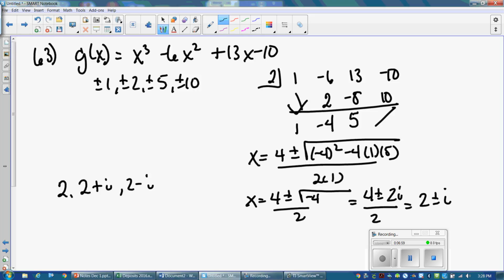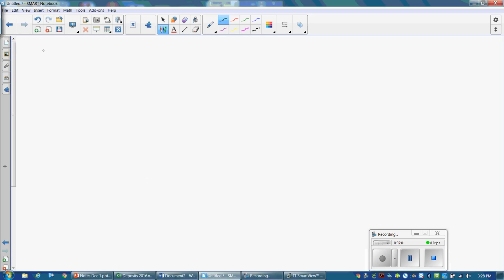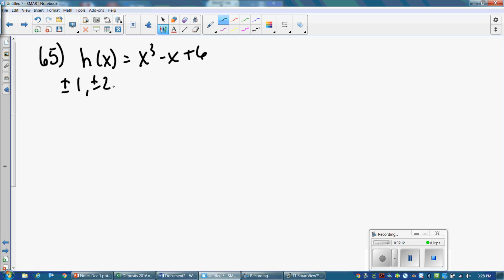All right, number 65. This might be the last one I do right now. Kind of running out of time for the day. h of x equals x cubed minus x plus 6. My choices are positive negative 1, 2, 3, and 6.